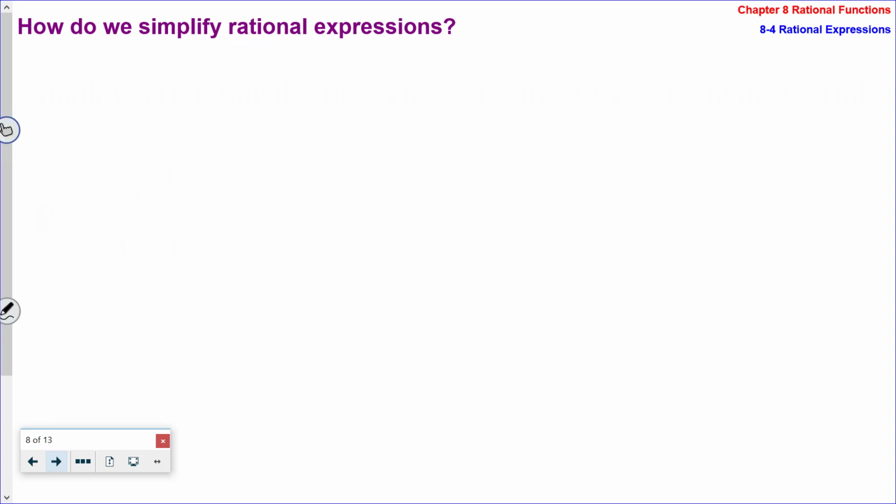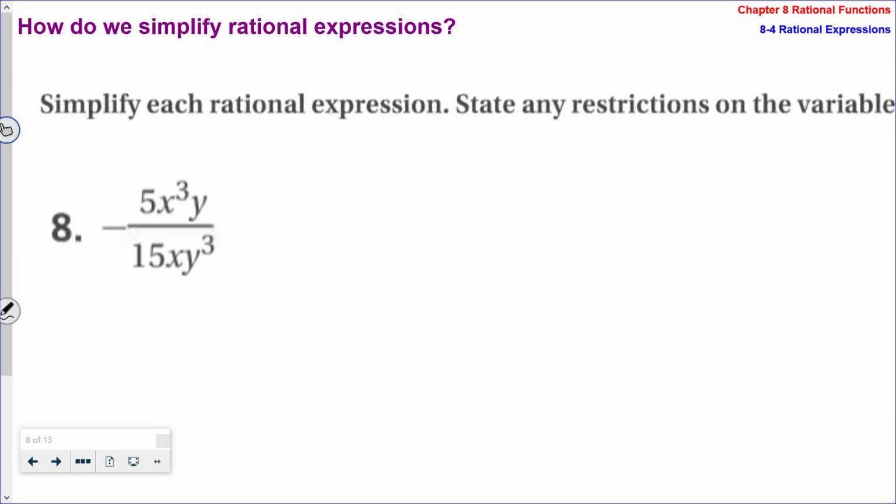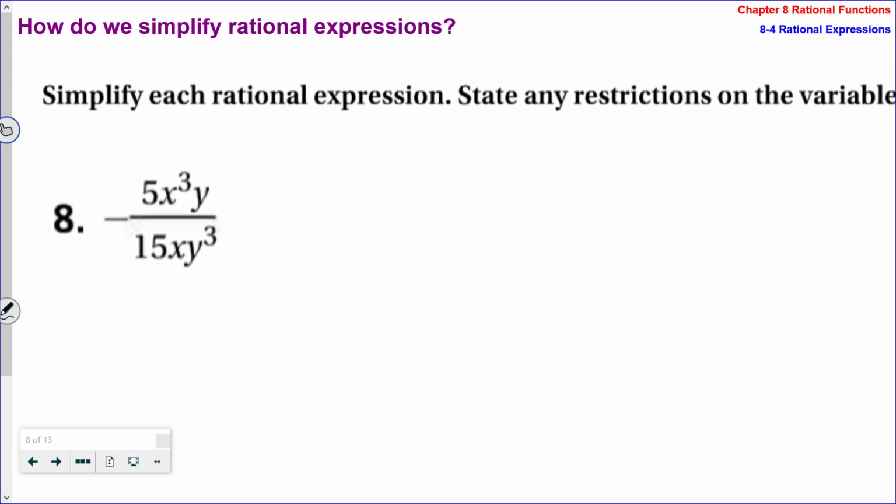So how do we simplify rational expressions? So example number one, everything we're about to do now you've done before. I'm not going to show you anything new. We're just going to put some things together.